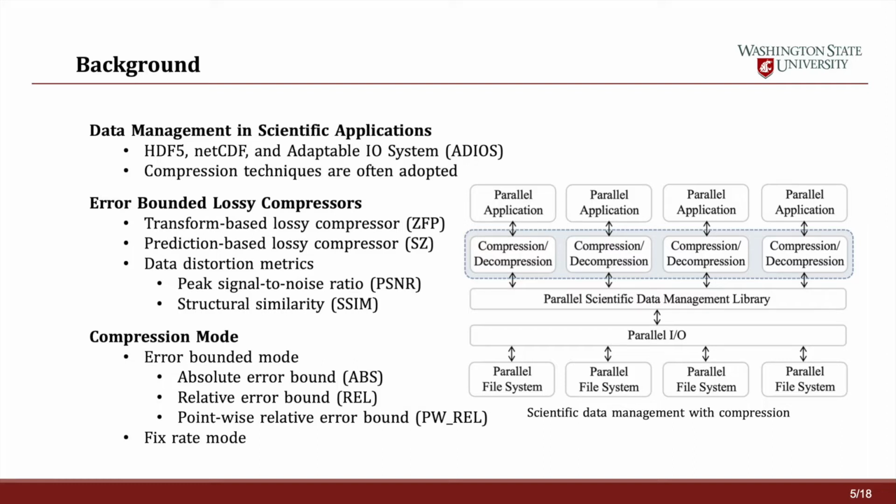And the fixed-rate mode is actually only applied in the transform-based lossy compression. And in general, the fixed-rate mode will provide worse compression performance compared to the error-bounded mode. That is, it will typically have worse data distortion under a similar compression ratio, or a lower compression ratio under a similar data distortion.